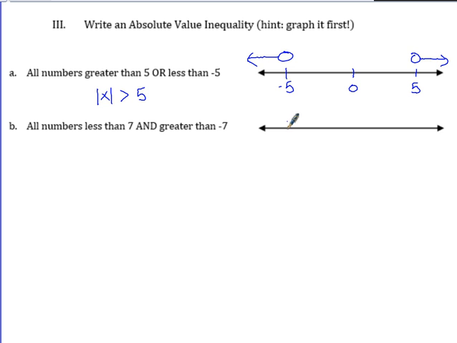Okay, here we're going from negative 7 to 7, so all numbers less than 7, so that would be here going this direction, and greater than negative 7 would be there going that direction. This is an and inequality because it's in between two numbers, so that means the absolute value of x has to be less than, because and is less than 7. Okay, and that's it for absolute value inequalities.